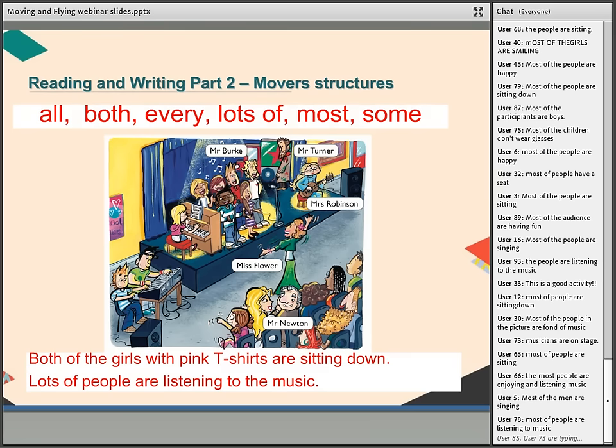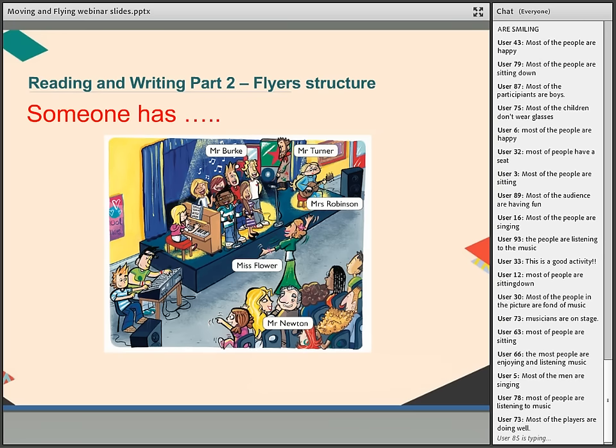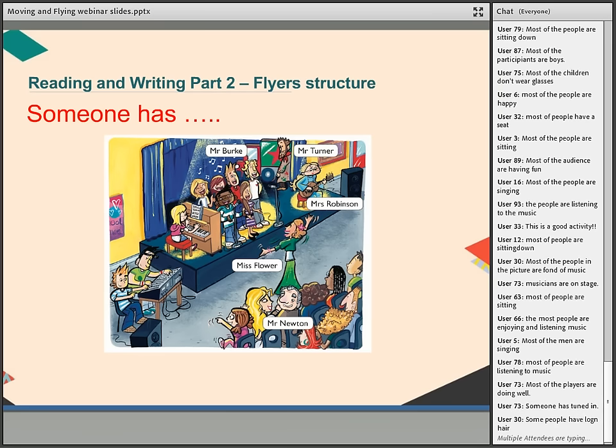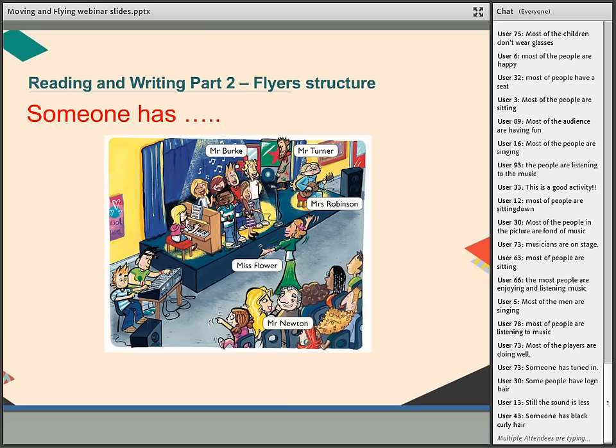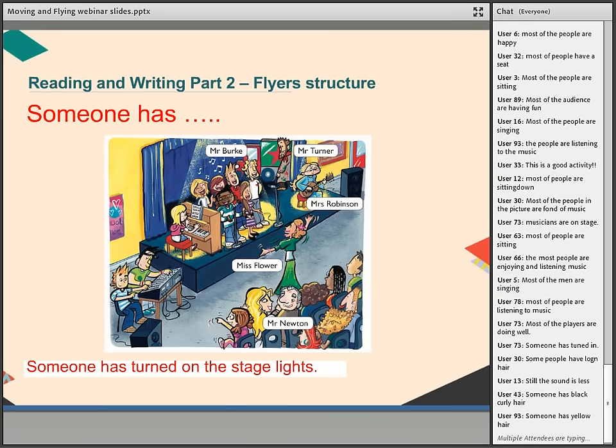Right, now I'm going to look at another structure. This structure is very often used in a Flyers test, especially in reading and writing part 2. If someone has, okay, and they continue usually with the present perfect. So for example, about this picture, someone has turned on the stage lights.